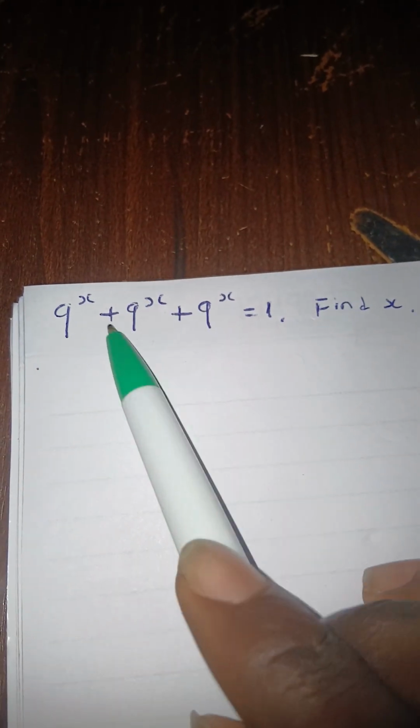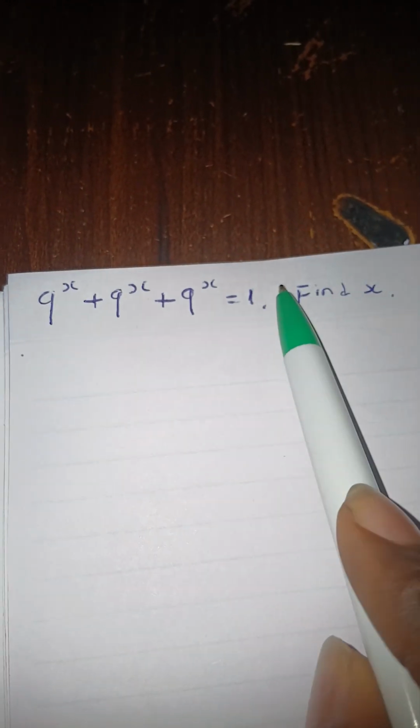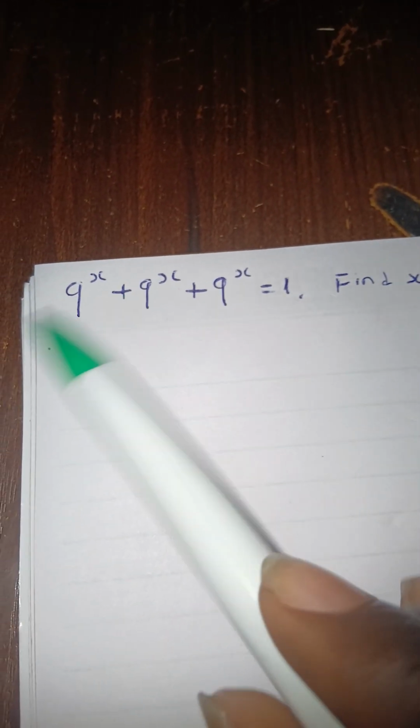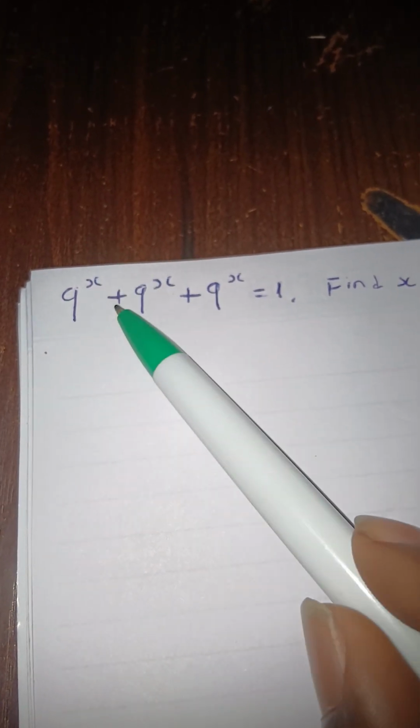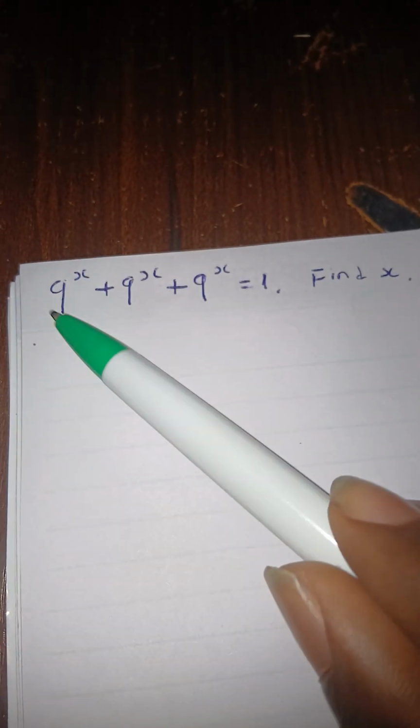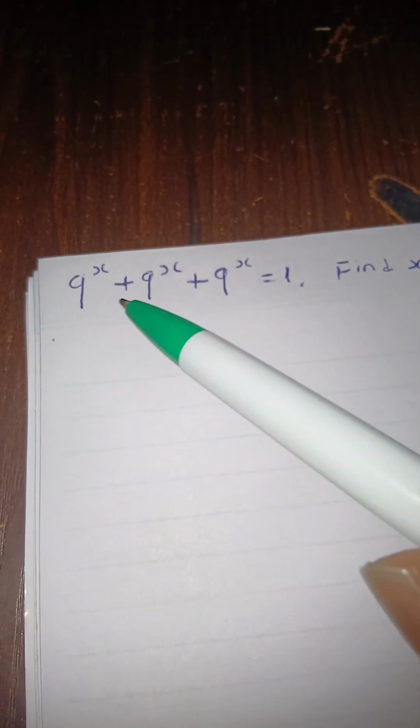You will notice that this is the left-hand side, and this is the right-hand side. In the left-hand side, we have three 9 to the power of x terms. So we're going to factor out the common term in the left-hand side, and the common term is 9 to the power of x. So this will be 9 to the power of x, open bracket, 1 plus 1 plus 1, equals 1.